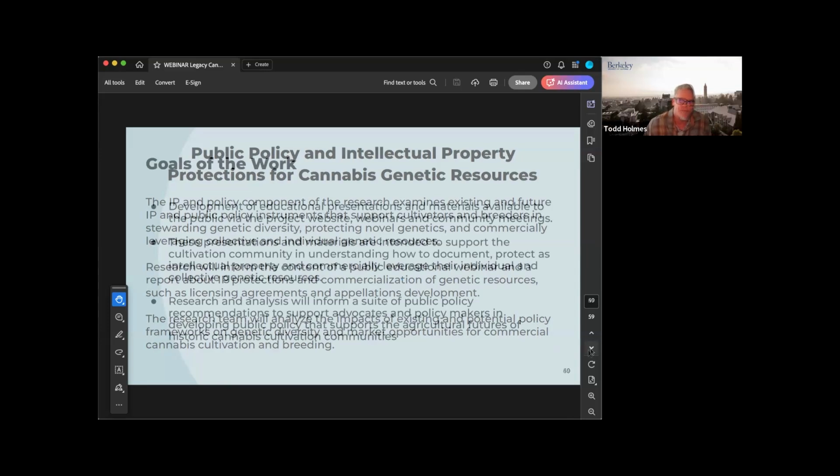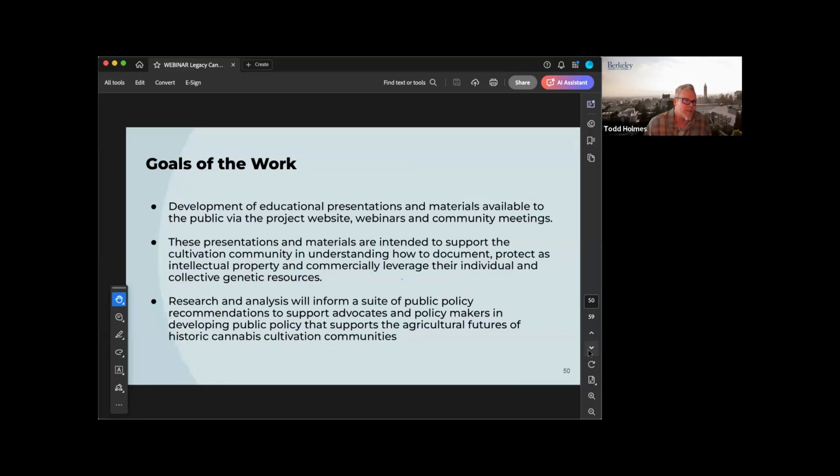Next slide, please. So the goal of this work is really the development of an educational presentation and materials available to the public via our website through webinars and community meetings. These presentations and materials are intended to support the cultivation community in understanding how to document, protect as intellectual property, and commercially leverage their individual and collective genetic resources. The research and analysis will also inform a suite of public policy recommendations to support advocates and policymakers in developing policy that supports the agricultural futures of historic cannabis cultivation communities. Next slide.